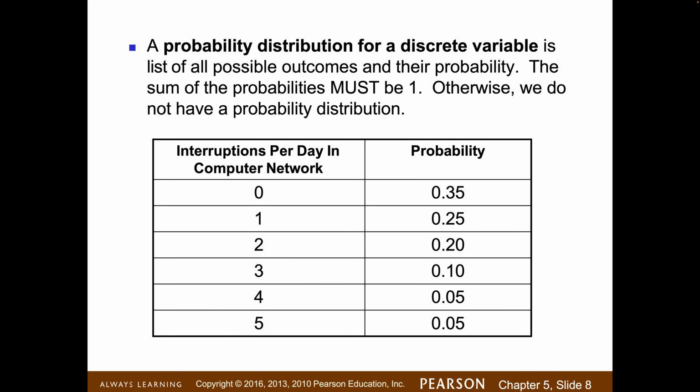All right, so once we get a discrete variable, the illustration that we're using here is interruptions per day in a computer network. The first thing I want you to notice is that the probabilities have to add up to 1 to be a legitimate probability distribution. If you do the math over here, we have 0.60, 0.80, 0.90, and so on, so it'd be 1.0. Now, I would say this is an empirical distribution. Someone has probably counted these, observed these counts, and created a probability distribution. So the probability of having, for example, 5 interruptions is only 0.05.